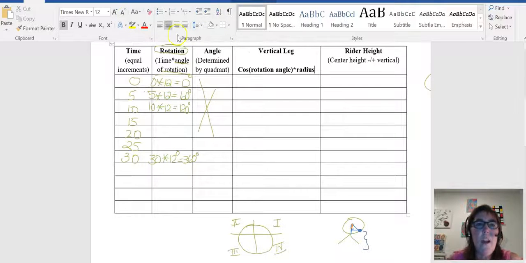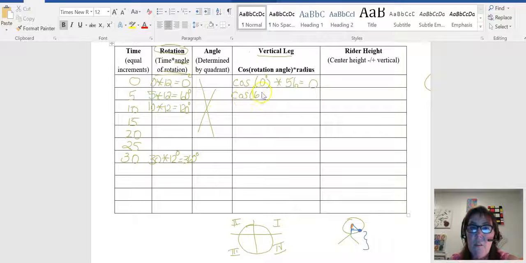Now we're going to look at how we can find the vertical leg. The vertical leg is a two-step process. We take the cosine of the angle, the rotation angle, which I'm getting from the second column, and then I multiply it by my radius, which is 56. In this first case, it gives me 0, which makes sense because I've just gotten on the ride and I haven't moved at all.